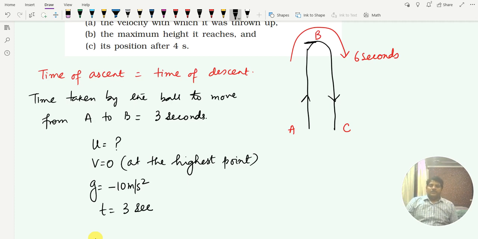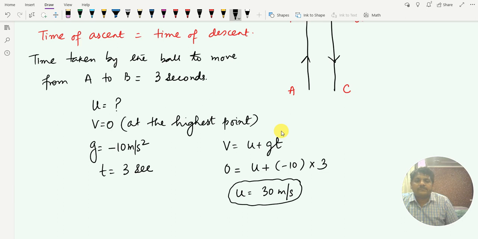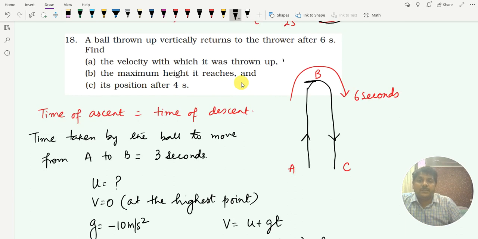u, v, g, t. So what equation can be used? v is equal to u plus gt. So v is 0, is equal to u, we have to calculate u, plus minus 10 into 3. So u is equal to 30 meter per second. So this is the answer to the first part. We have already calculated the velocity with which it was thrown up.